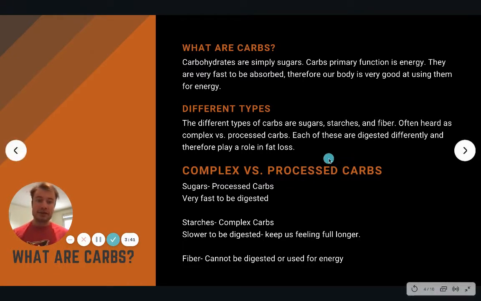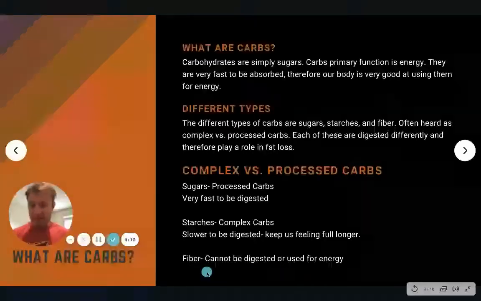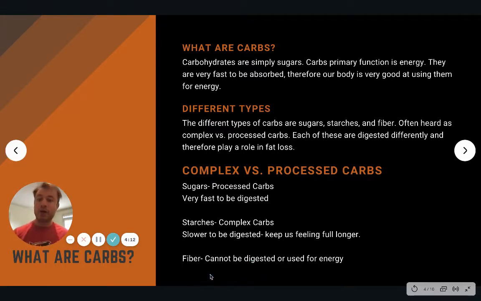Carbs can be broken down into sugars, starches, and fiber, okay? You have probably often heard of complex versus processed carbs. Your sugars are mostly going to be your processed carbs, and they're going to be very fast to digest. And your starches are going to be mostly your complex carbs, which are slower to digest, and those are the ones that we want to prioritize because it's going to make sure that we're feeling fuller for a longer period of time. And then fiber. Fiber cannot be digested or used for energy, but fiber has a filling effect, and it's really important to maintain a healthy gut.